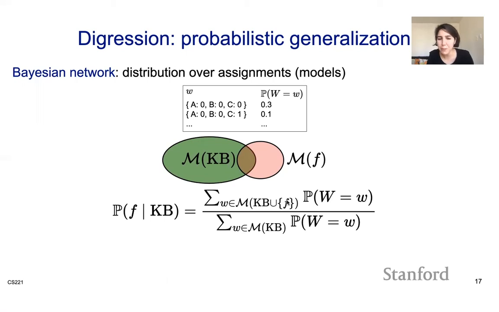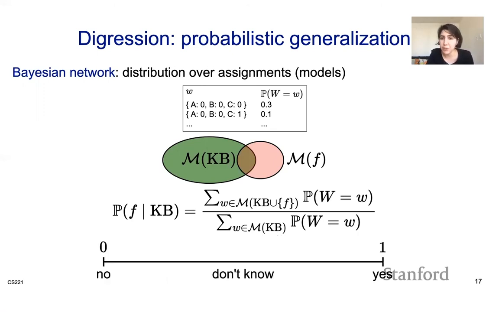You remember, if you add an F to your KB, you're shrinking your knowledge base. So that's why this numerator is smaller, right? You're shrinking your knowledge base by adding this F to it. Okay. And if you think about this fraction, this is a number between 0 and 1. And now we have probabilities. We have a probability for F being satisfied or not given a knowledge base.